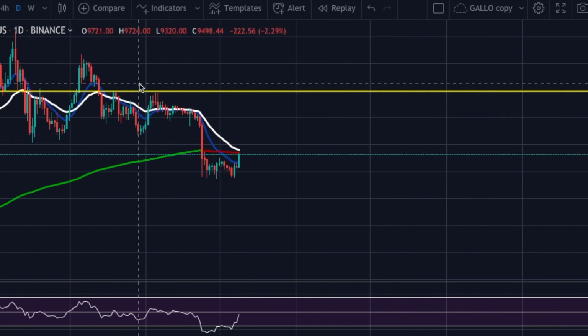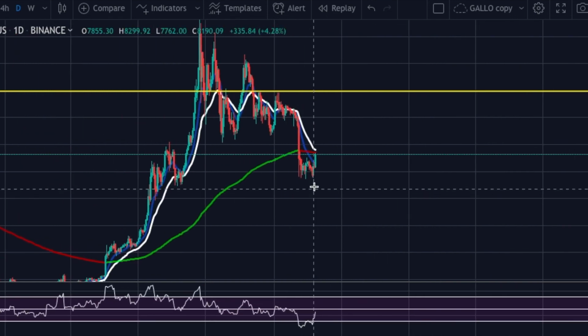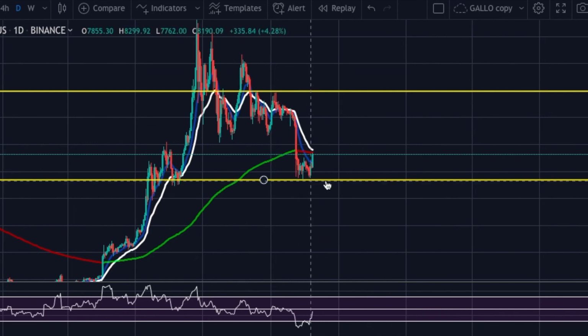This is the level I'm watching. We want to break this level in the future, and we don't really want to break this level right now. We don't want to break this level. So this is the range I'm watching on Bitcoin.